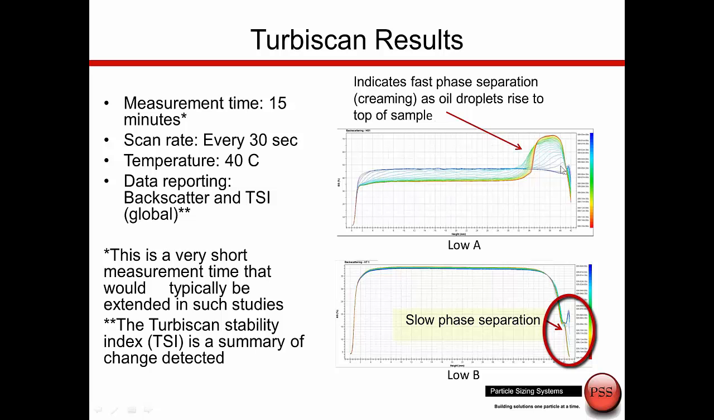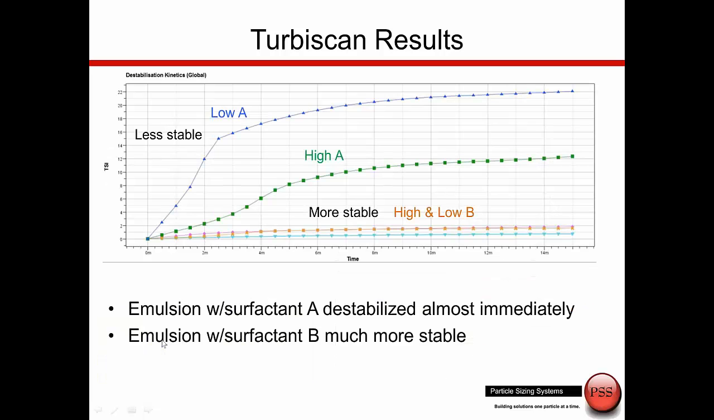This is the data just from the backscatter, and there's another calculation from the Turbiscan called the Turbiscan Stability Index, or the TSI, which is a summary of all the changes detected. And that's what we're looking at on this graph, the TSI as a function of time for the 4 samples. We have high concentration of surfactant A, low concentration of surfactant A, and here's the data for the high and low concentrations of surfactant B.